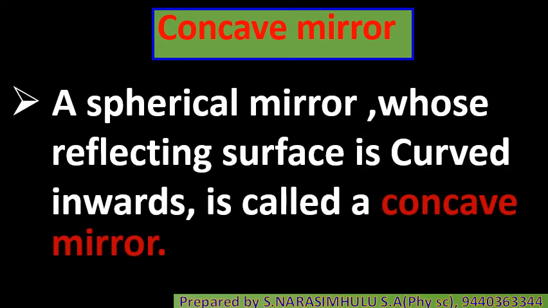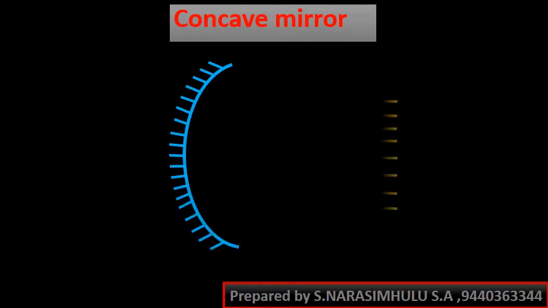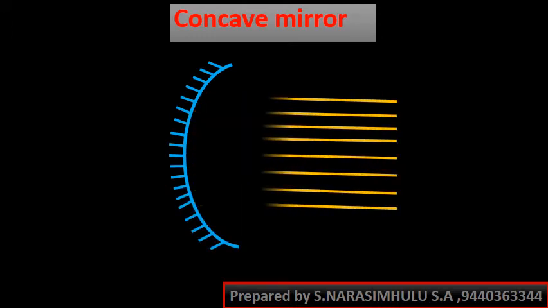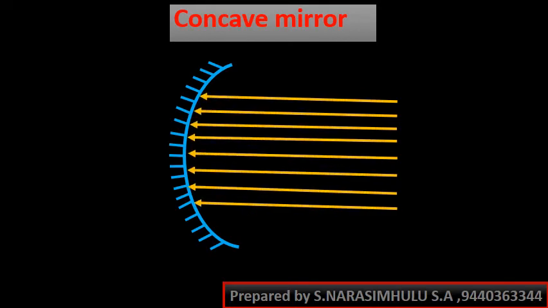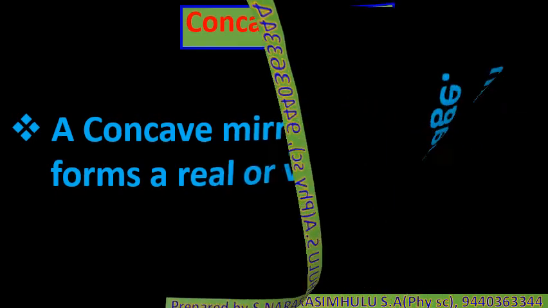Concave mirror. A spherical mirror whose reflecting surface is curved inwards is called a concave mirror. A concave mirror can form a real or virtual image. Some examples of concave mirror in our daily life.